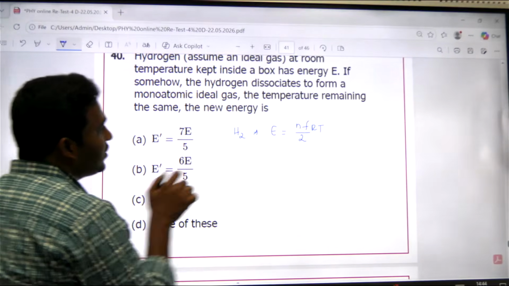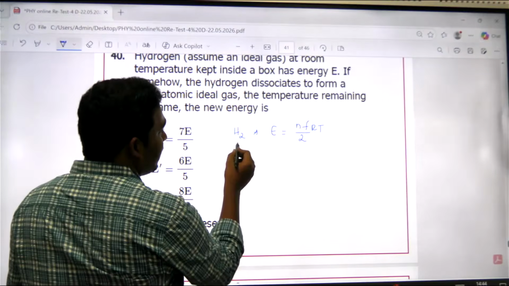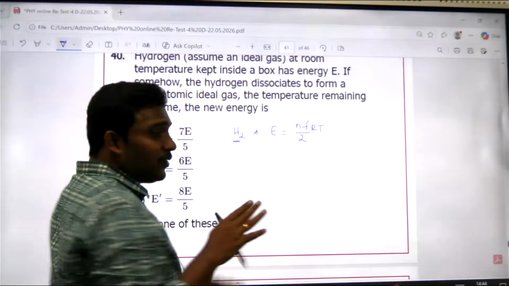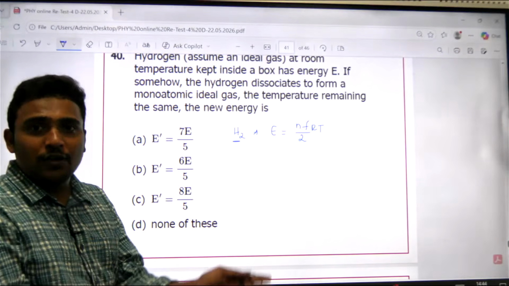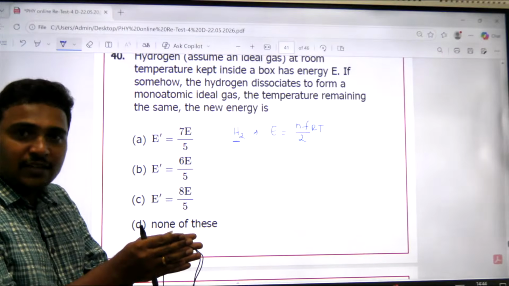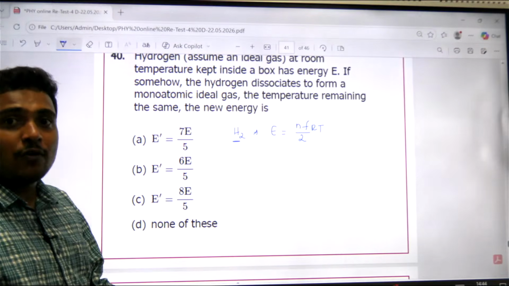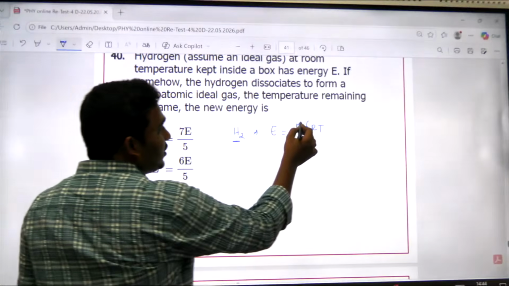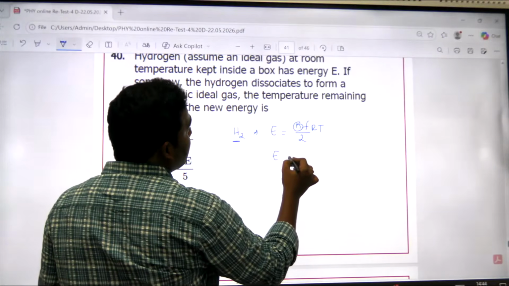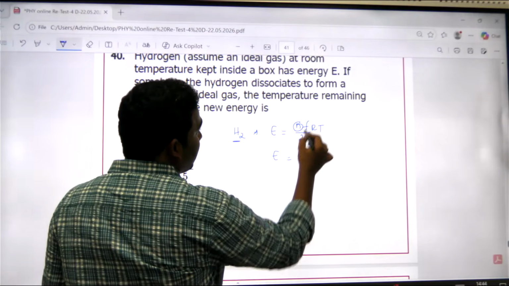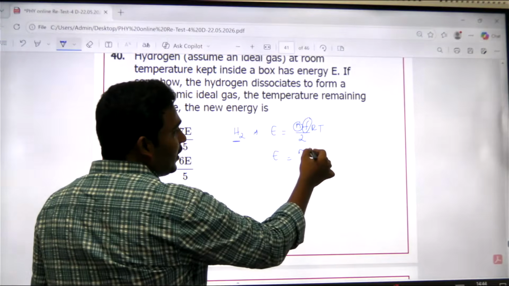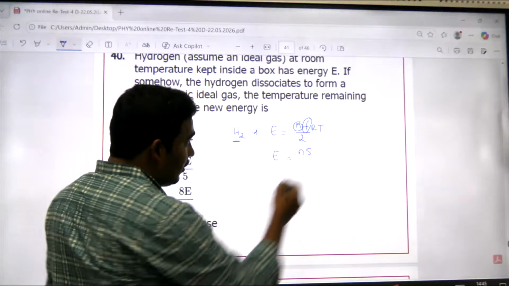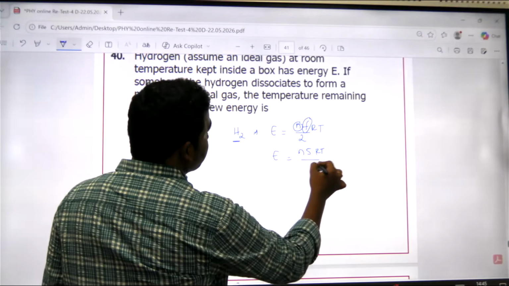The new energy is, he's saying that now each mole is dissociated into two different moles. So that means 1 mole of hydrogen gas has become 2 moles of monatomic gas. So can I simply say your initial n is 1. E is equal to n, when it is diatomic, the degrees of freedom is 5, into RT by 2.